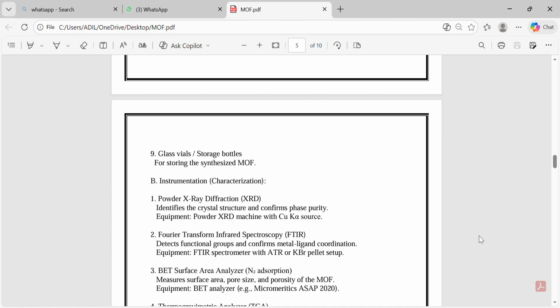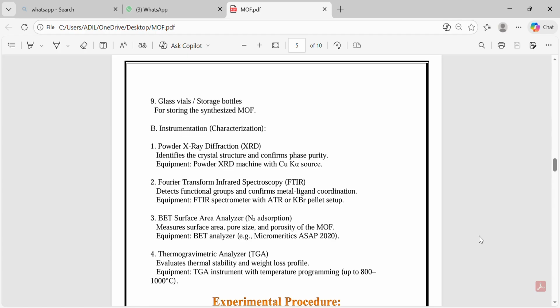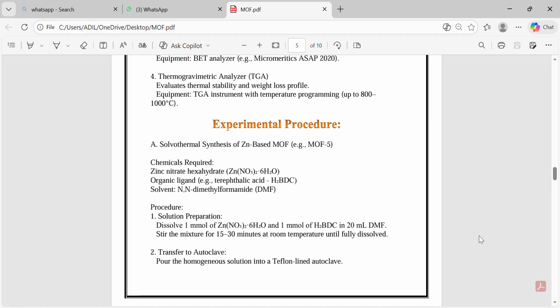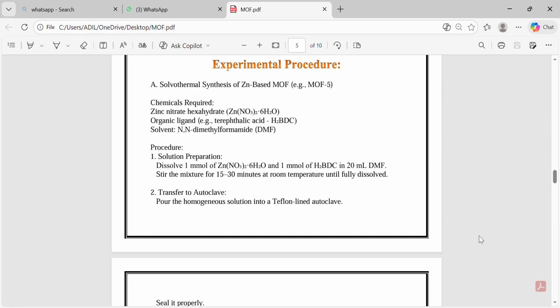BET analyzer. It measures the surface area and tiny pores inside the MOF using nitrogen gas. Thermogravimetric analyzer, TGA. It is a test which shows how stable the MOF is when heated up to 800 to 1000 degrees Celsius. After this, we can study the experimental procedure.